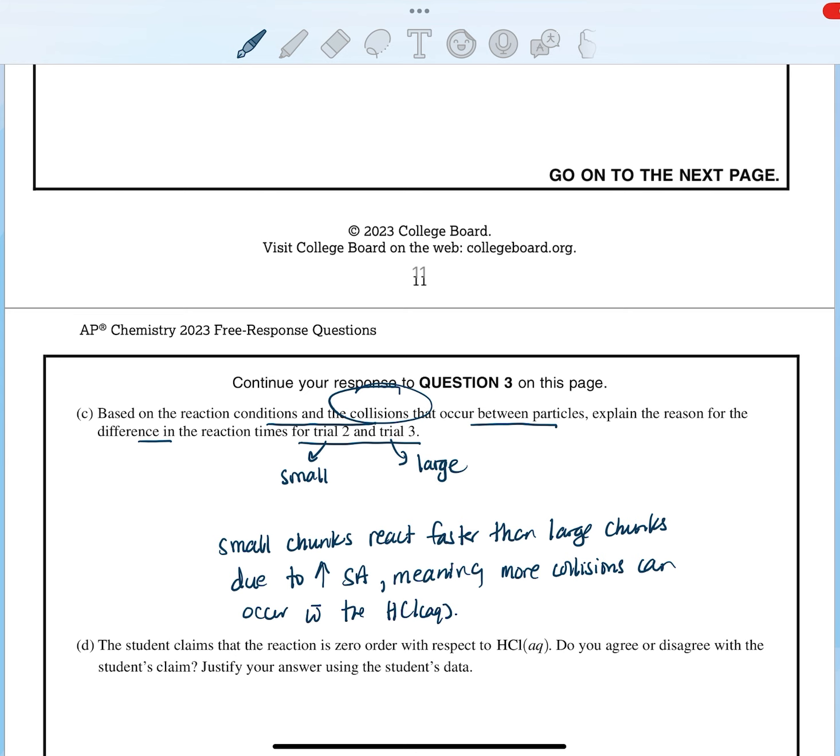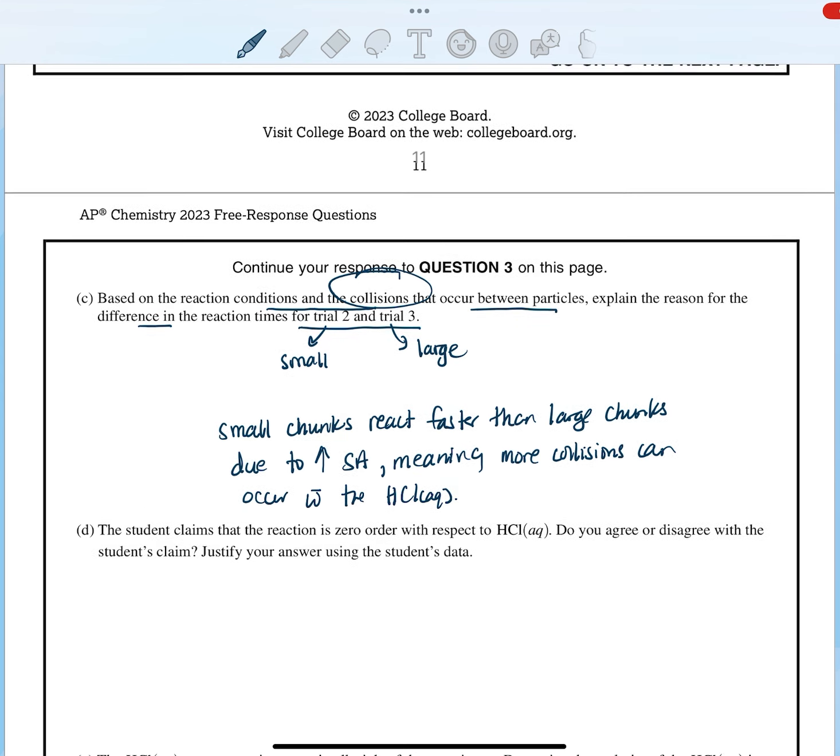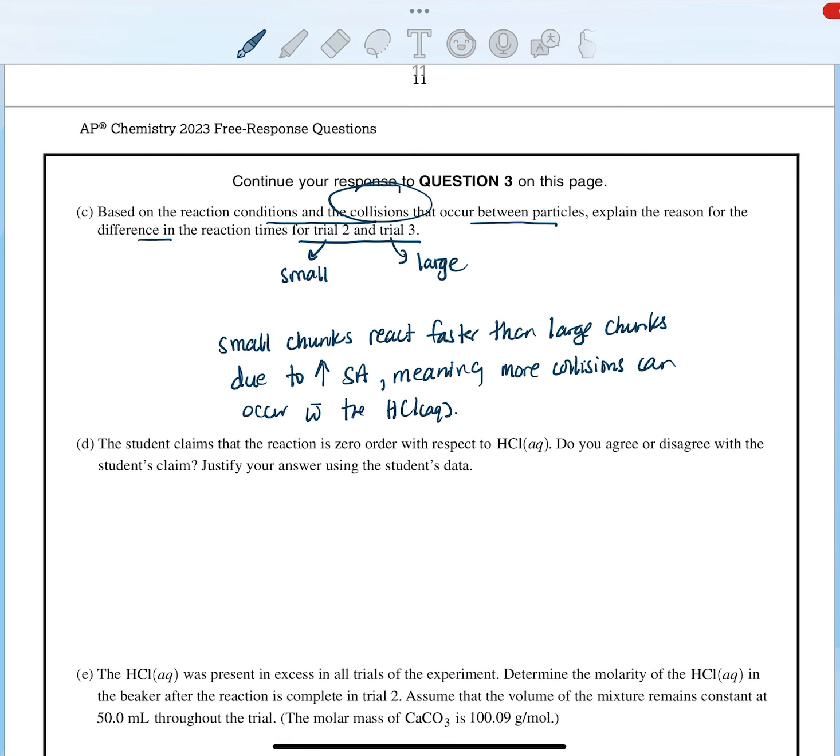Okay, let's do one more before I pause and then do the next part. So it says here the student claims that the reaction rate is 0 order with respect to HCl. Do you agree or disagree with this claim? And then justify your answer using the data. So just as a reminder, rate equals the k constant times the concentration of reactants raised to some sort of exponent. So a 0 order means that this exponent is 0.